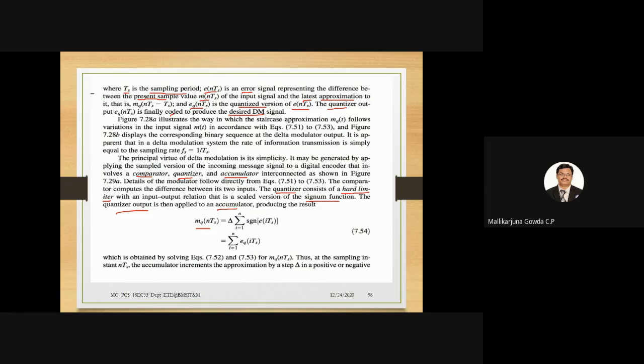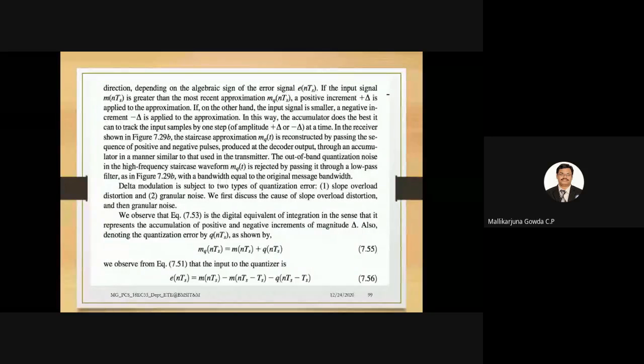So I can write this mq of nTs as delta into summation of i equal to 1 to n of sgn of e of i Ts, where the value of i can vary from 1 to n. That can be written equivalently as eq of i Ts, or eq of n Ts also. How we get plus delta, minus delta and so on is already explained. I need not repeat the same thing.